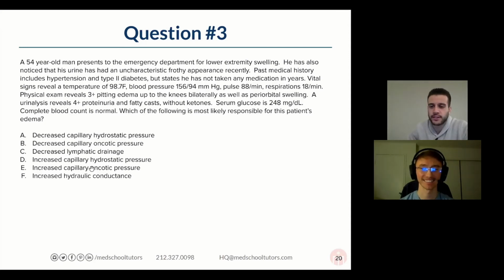Great, so everyone is perfect. You have a decrease in that capillary oncotic pressure as a result of decreased protein content and then decreased ability to pull fluid back in. Quickly going through the other answer choices: decreased capillary hydrostatic pressure. You'd expect this more in a hypotensive kind of process. Decreased lymphatic drainage. This would occur if for whatever reason you have scarring of lymph nodes.